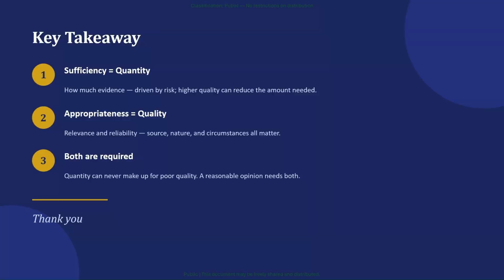So, to wrap up, sufficiency is about quantity, how much evidence, driven mainly by risk, and higher quality evidence can reduce how much you need. Appropriateness is about quality, relevance and reliability, shaped by the source, nature, and circumstances of the evidence. And the most important takeaway: both are required together. Quantity can never make up for poor quality. An auditor's opinion is only as strong as the sufficient, appropriate evidence behind it.